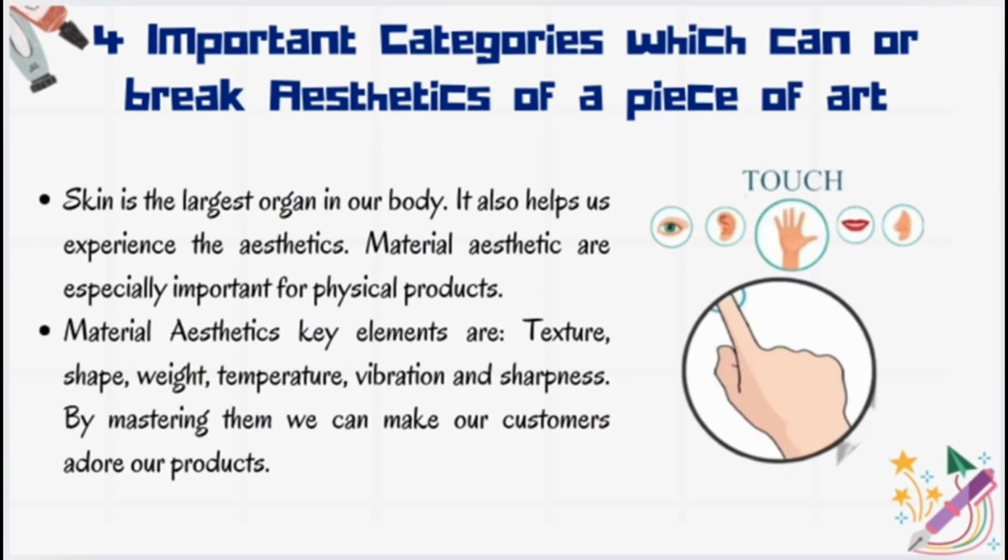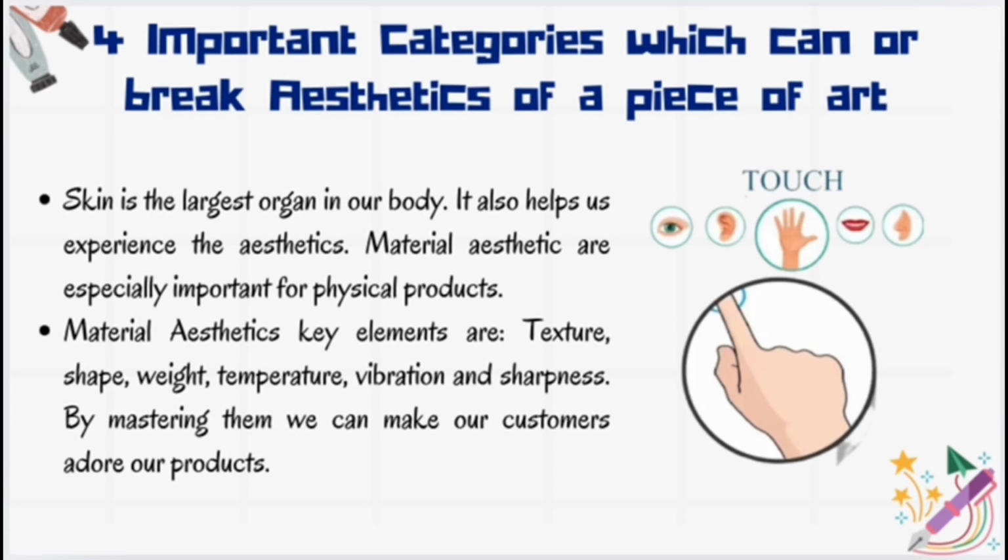So next one is touch. Skin is the largest organ in our body. It also helps us experience aesthetics. Material aesthetics are especially important for physical products. Material aesthetics key elements are texture, shape, weight, temperature, vibration, and sharpness. By mastering them, we can make our customers adore our products.